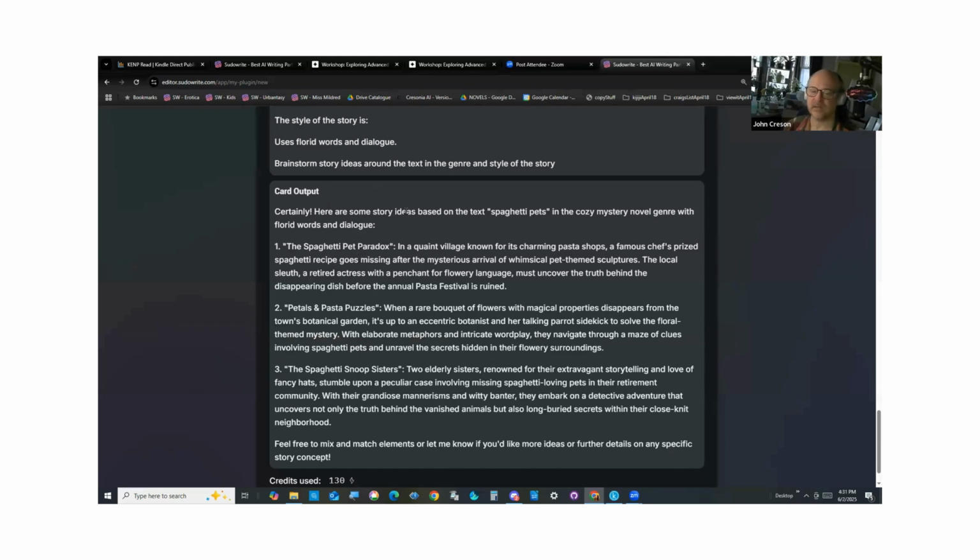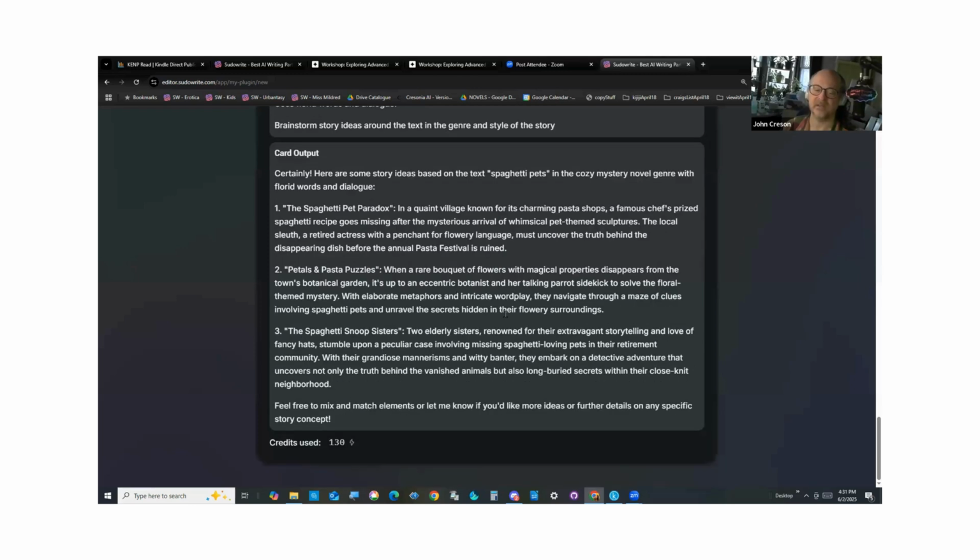Certainly, here are some story ideas based on the text spaghetti text and the cozy mystery novel genre with florid words and dialogue. The Spaghetti Pet Paradox. In a quaint village known for its charming pasta shops, a famous chef's prized spaghetti recipe goes missing after the mysterious arrival of a whimsical pet-themed sculptures. Local sleuth, a retired actress with a penchant for flowery language, must uncover the truth behind the disappearing dish before the annual pasta festival is ruined. Petals and pasta puzzles. When a rare bouquet of flowers with magical properties disappears from the town's botanical gardens, it's up to an eccentric botanist and her talking parrot sidekick to solve the floral themed mystery.